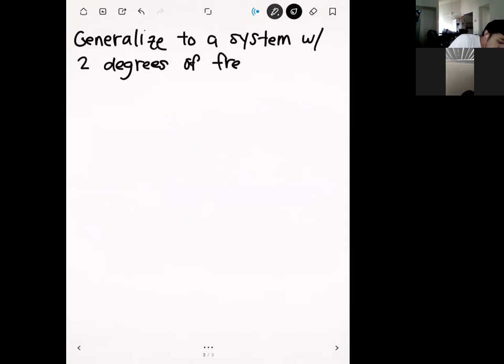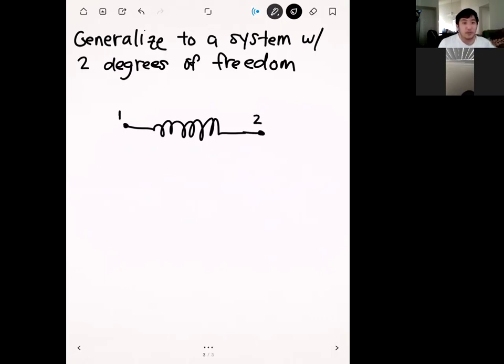And the way that we often describe this within finite elements or any kind of computational science is that we now have 2 degrees of freedom. So let me draw our spring again. Let's say that the left side of the spring we'll number node 1, and then the right side of the spring will be node 2.